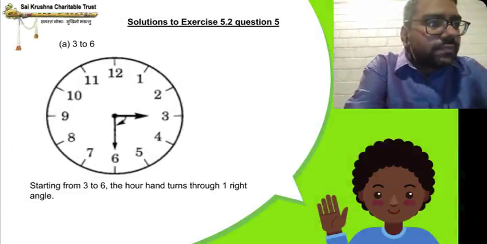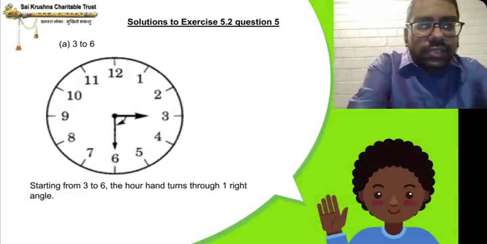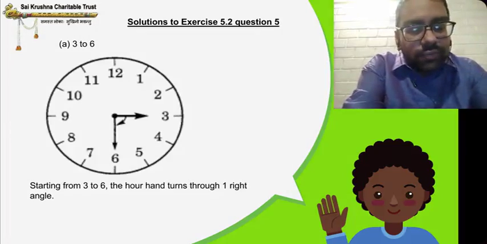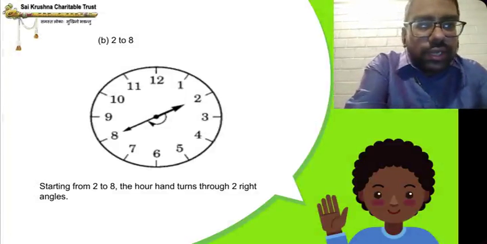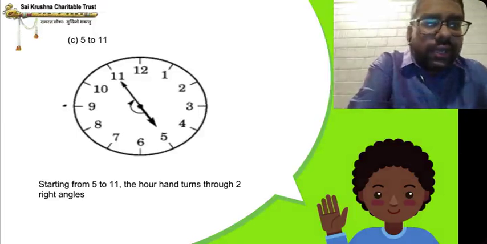Question 5. 3 to 6, the hour hand, how many right angles does the hour hand travel when it comes from 3 to 6? You know it is one right angle because for every 3 numbers, one right angle. 2 to 5, 1. 5 to 8, 1. So totally 2 right angles. 5 to 11 means 5 to 8, 1 right angle. 8 to 11 is 1 more right angle.